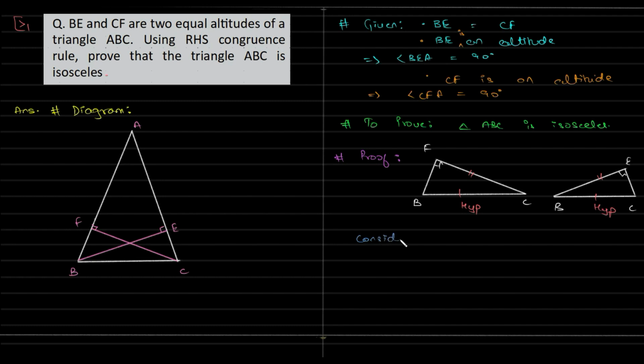So consider triangle BFC and triangle BCE. BC is common. Then we have angle BEA, which is equal to CFA, and they are 90°. And we have the third side, BE, is equal to FC. So pretty much all these are given.